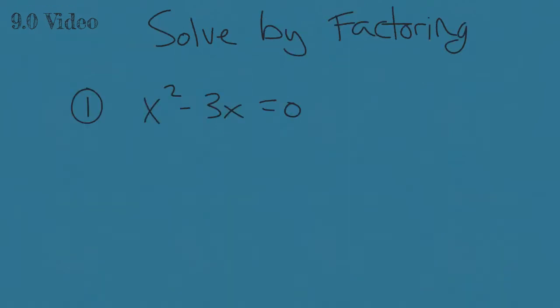Number 1, solve by factoring. We get this equation, x squared minus 3x equals 0. It's a quadratic because it's x squared. That means it's going to have 2 solutions. Yesterday we talked about that thing called a discriminant, okay? So in this one, if we go back to thinking about ax squared plus bx plus c equals 0, a is going to be 1 for this problem, b is going to be negative 3, and c is going to equal 0 because there's no c value.